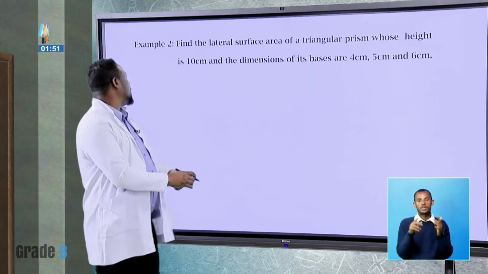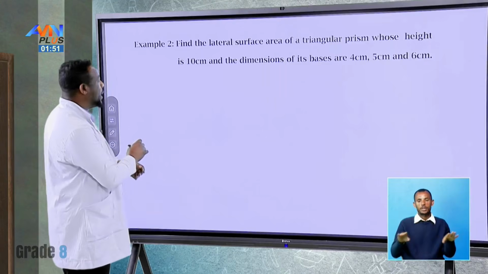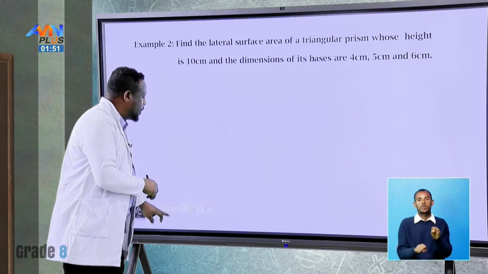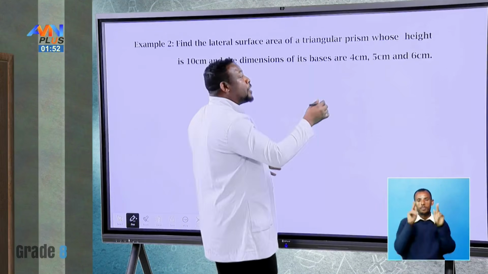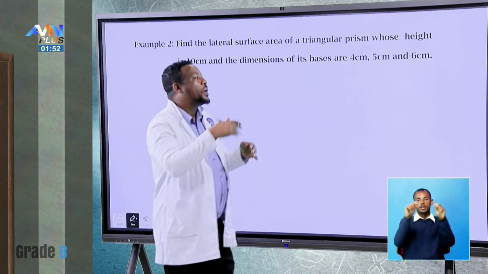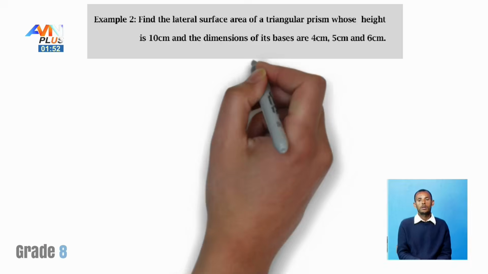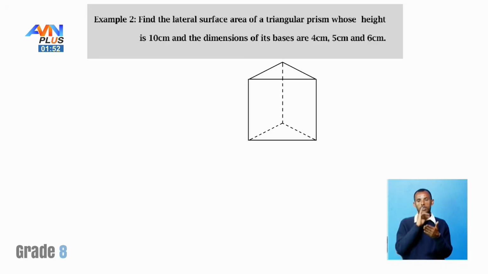In the second example, we are asked to find the lateral surface area of a triangular prism. Just to recall what a triangular prism is, a triangular prism is a prism whose bases are triangular. Roughly it looks like this one. So this is a triangular prism.